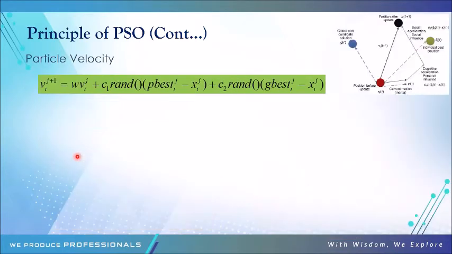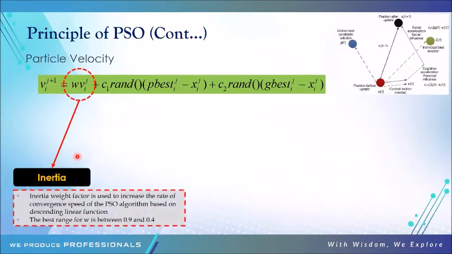Basically in PSO, this is the equation of velocity. We have inertia, WV. This W we call the inertia weight factor. This parameter needs to be tuned before we use PSO. We need to set this parameter. We need to test and do experiments to set the proper value of W.